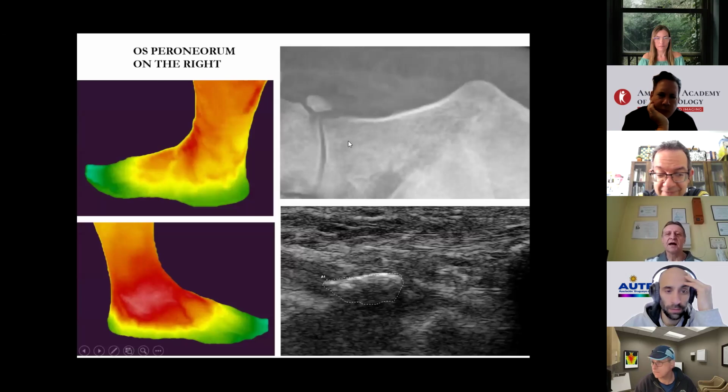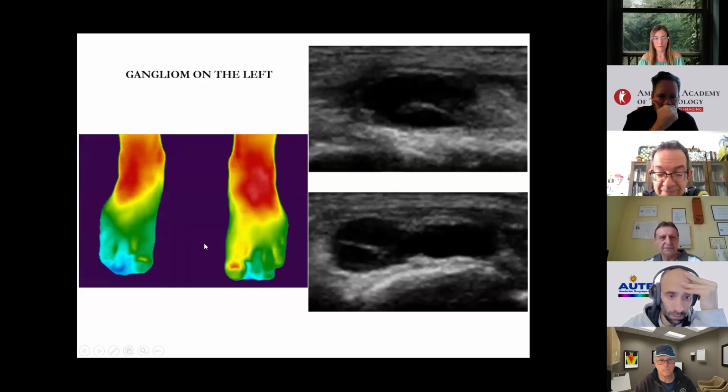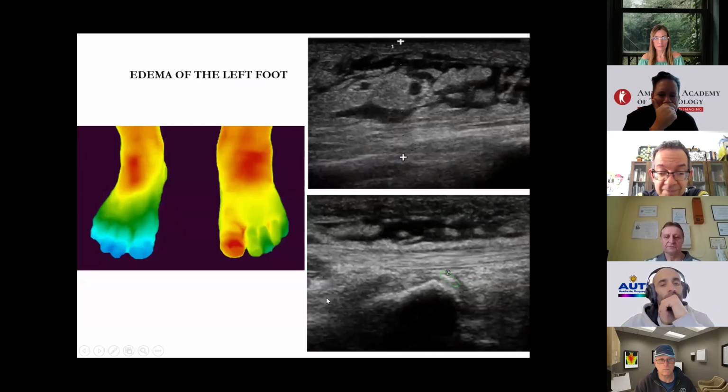Os peroneum on the right side, it is on the lateral side of the foot, also this extranumerary bone. We see it on X-ray, on sonography, and on the site of this extranumerary bone, os peroneum, is increased temperature activity on the painful leg. Ganglion on the left side, on the left foot.